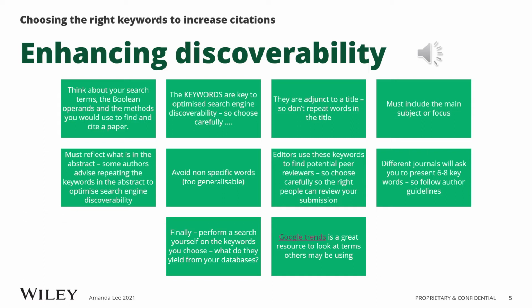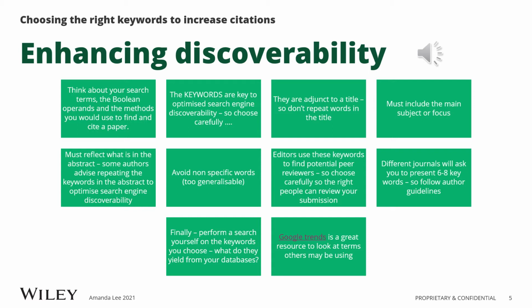Your keywords must always include that main subject or focus, but have a think about it, because if you think something like diabetes, that's going to get your title immersed with hundreds of thousands of other papers that are on diabetes. So think about trying to make them relatively specific to your particular subject. What is it that makes your paper relatively unique, and how can your keywords reflect that? Your keywords must also reflect what's in the abstract and what's in the title as well. Some authors do advise repeating keywords in the abstract, and that does optimise that search engine discoverability.